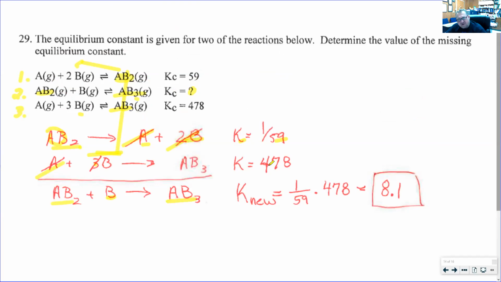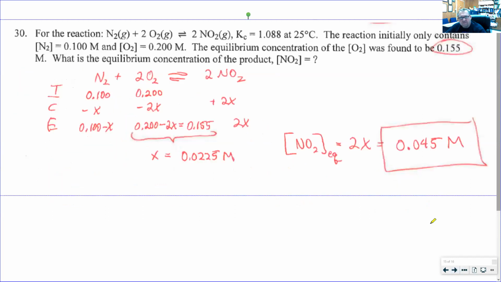And now I take these two values and multiply them together. So some of you set everything up right and said you added them instead of multiplying them, and you lost a couple of points for doing that, but you need to multiply them. When you do that, the new value of K was 8.1.